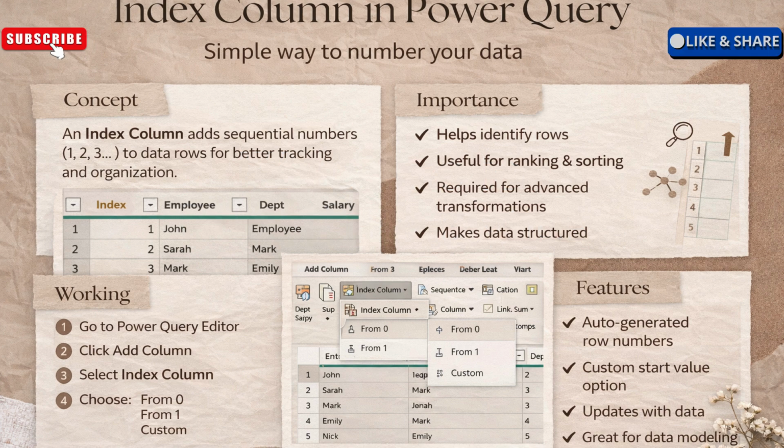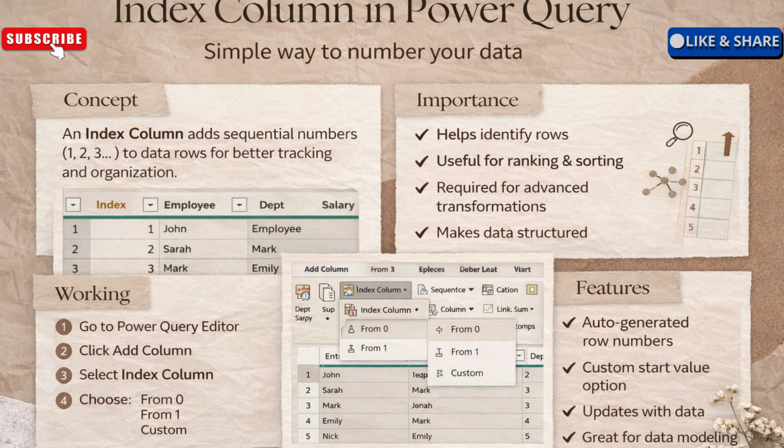Hey, quick question. Have you used index column in Power Query? Yes, it's used to add row numbers to data, like 1, 2, 3, automatically. It makes the data more organized and easy to understand. Okay, nice. But where exactly do we use it? We use it for sorting, ranking, and tracking rows. Also, it helps a lot in creating logic for advanced transformations.